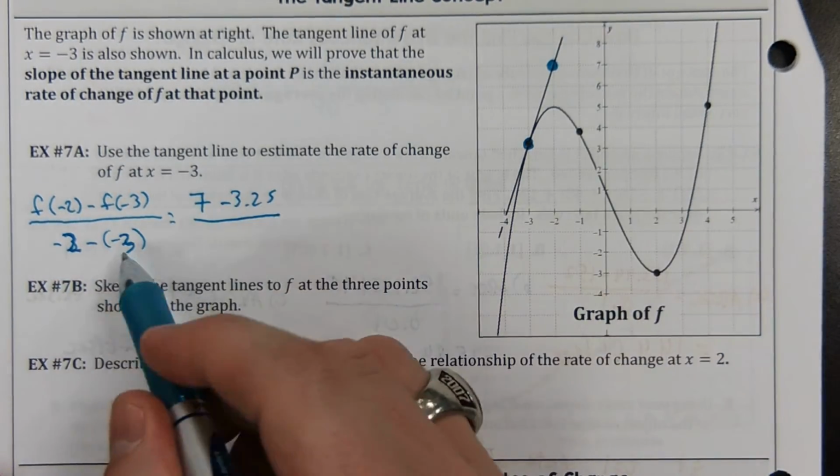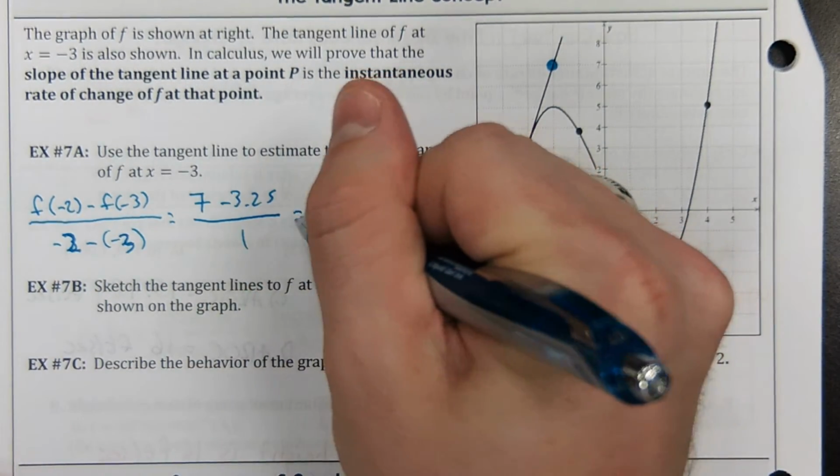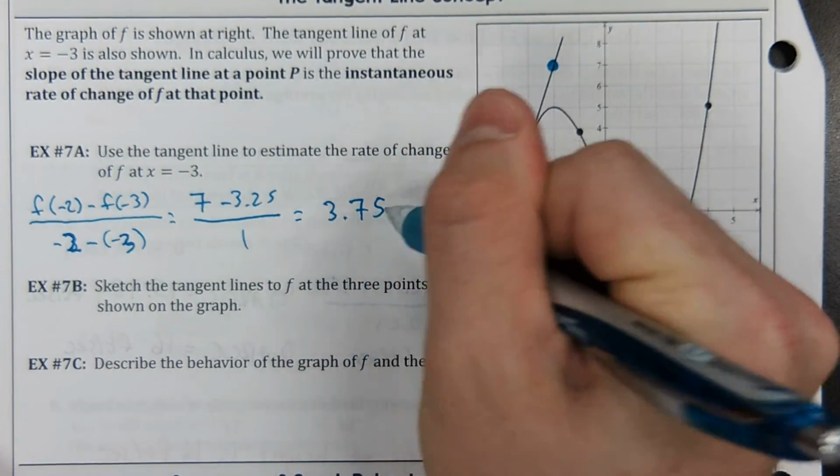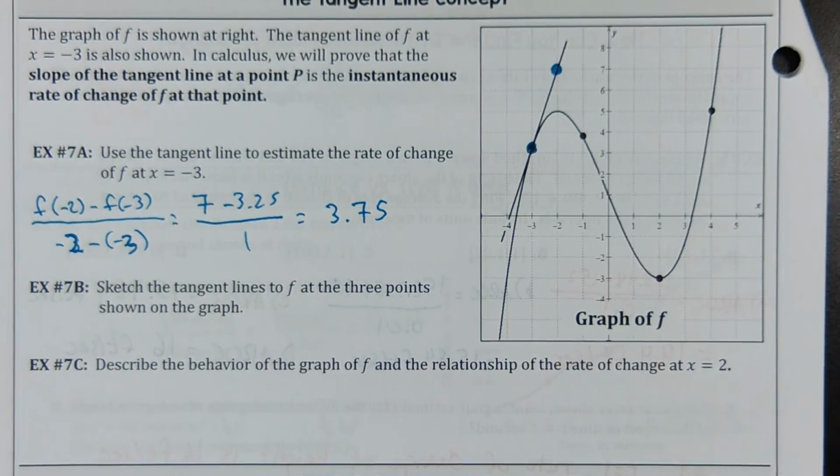This should be +1. -2 plus 3 is +1. So what is this, 3.75? So almost 4. We can see it was almost 4. Okay? She's asking a question. What's the question back there?